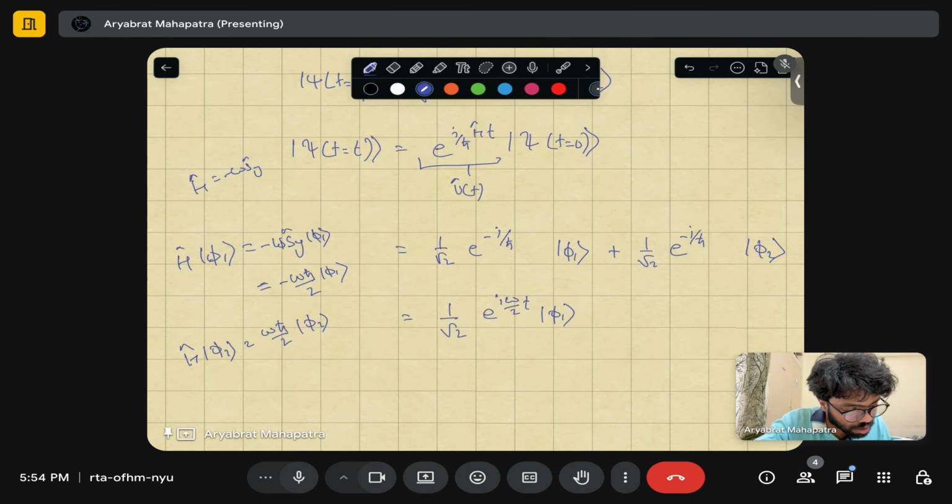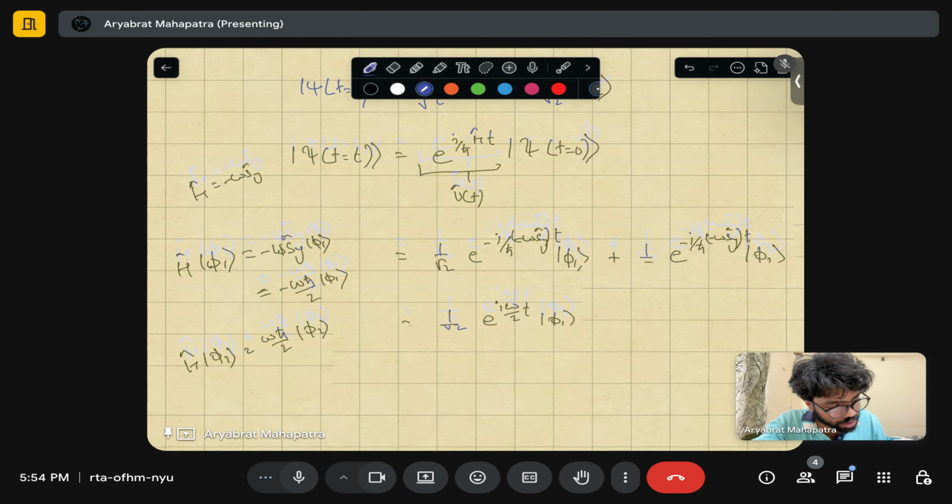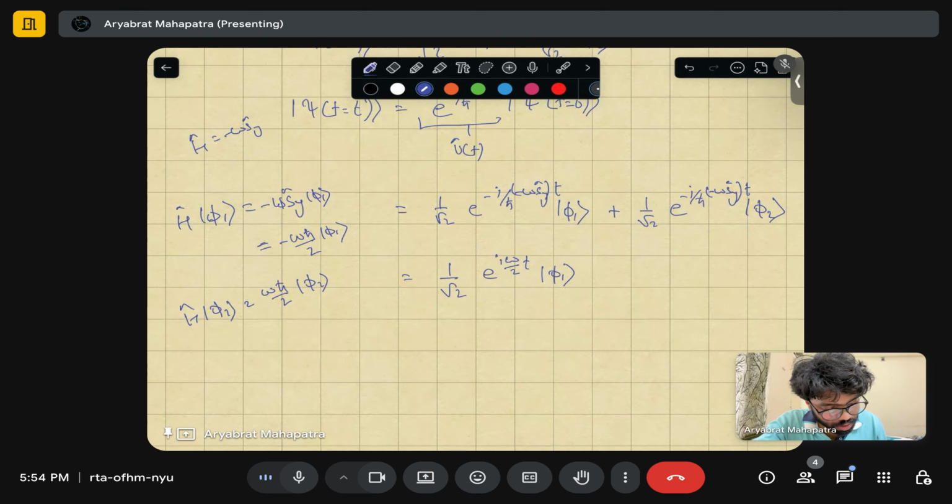And since there is h bar in the denominator, the h bar will basically cancel out. So let me write this as H, or minus omega Sy into t, minus omega Sy t. Then you have this. Then let me write phi 1.